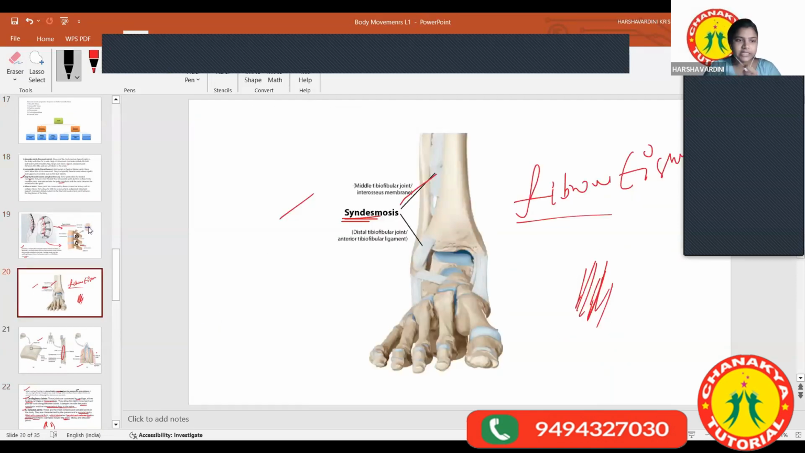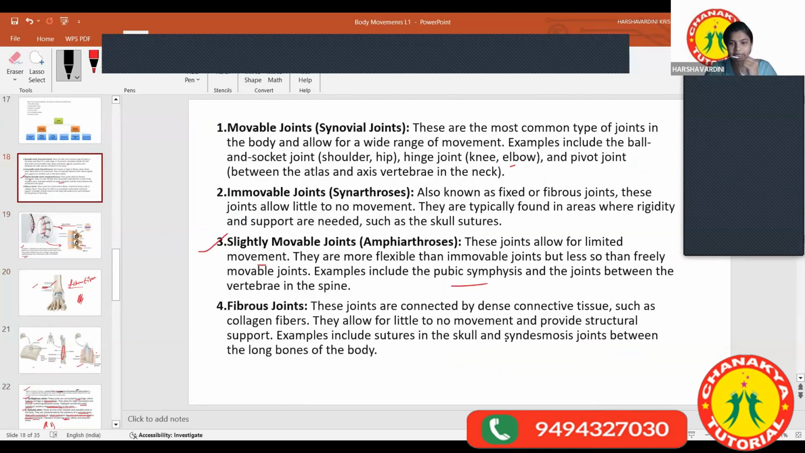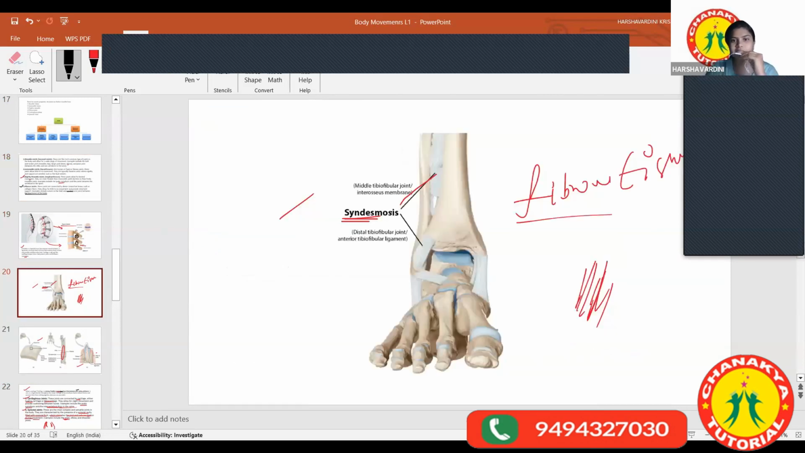So this is syndesmosis. What is syndesmosis? Syndesmosis comes under fibrous joints. They are the joints between long bones of the body. These are fibrous connective tissues. Can you see the white color area? They look like white threads, right?